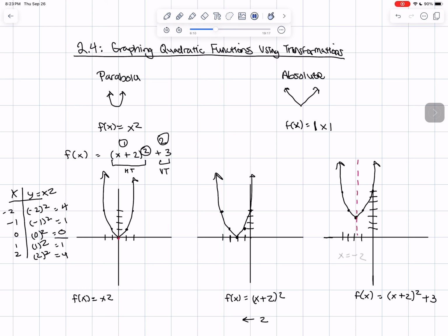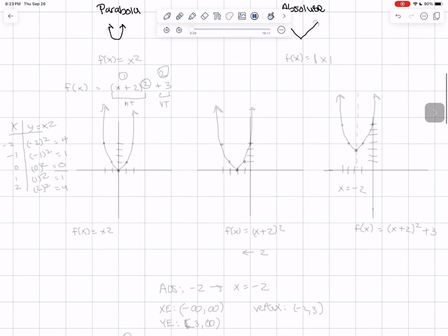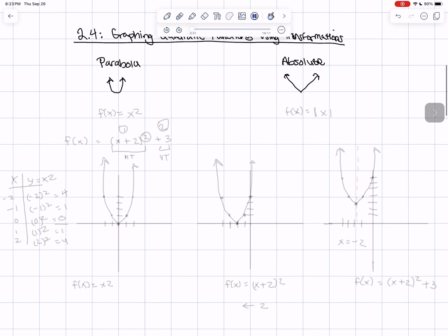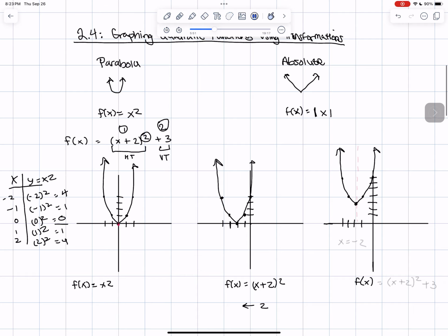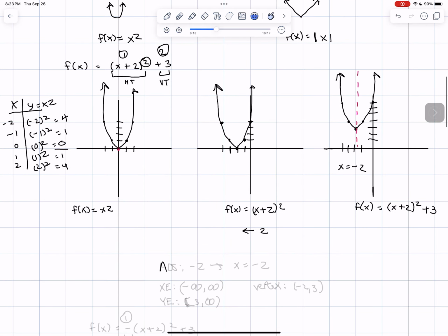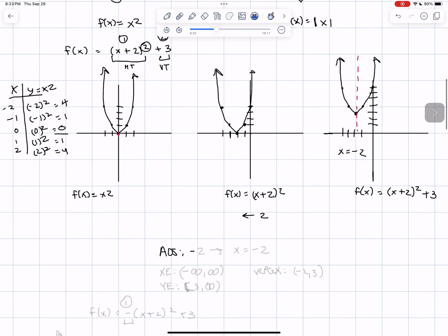So my x here is -2, right? So that's my axis of symmetry. I'm seeing the translation function, right? So that's my axis of symmetry. So my AOS is -2, or actually, technically, x equals -2.